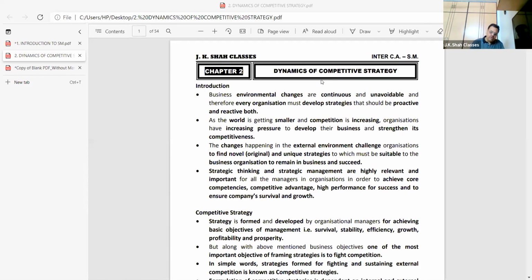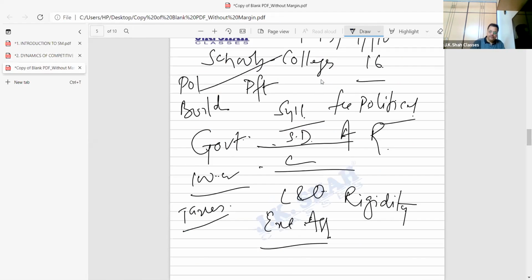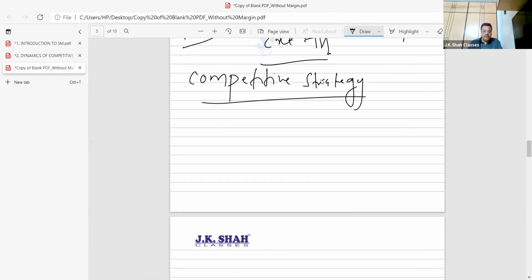I'll start with competitive strategy. Here, the first thing we need to know is, what do you mean by competitive strategy? First, we'll study that. Then, beta, what is competitive landscape? Only 2 things we'll study. Okay? See, it goes something like this. Competitive strategy. Understand? Please listen.